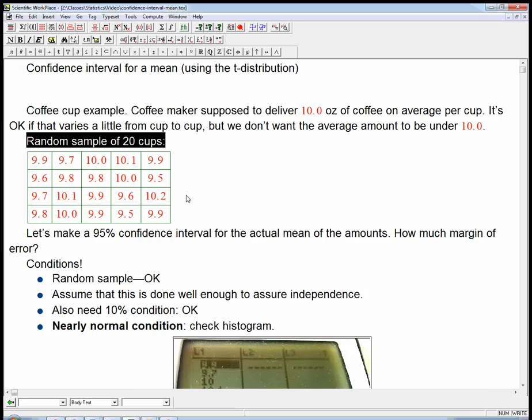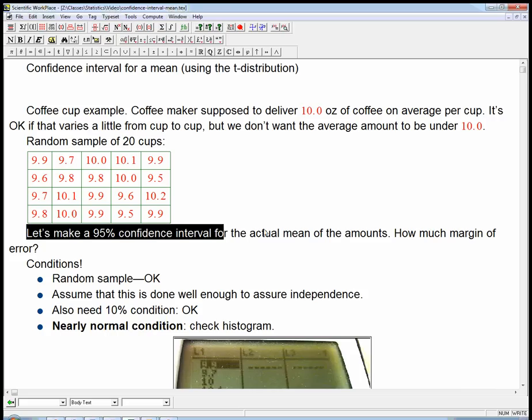We could either do that as a hypothesis test, or we could make a confidence interval for what we think is the actual mean. Okay, so let's do that. That's a little bit more straightforward. We'll do the hypothesis test version next, maybe another video. So if we want to make a 95% confidence interval, what is it for?